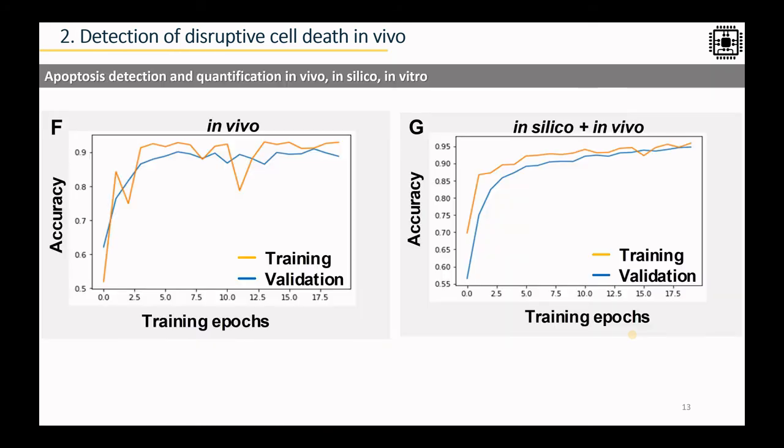So when we trained the method using only data acquired in vivo with some augmentation, the learning curve was oscillating quite a lot. Instead, when we performed the first training in silico and then we used transfer learning to retrain the network in vivo, the training was much smoother.